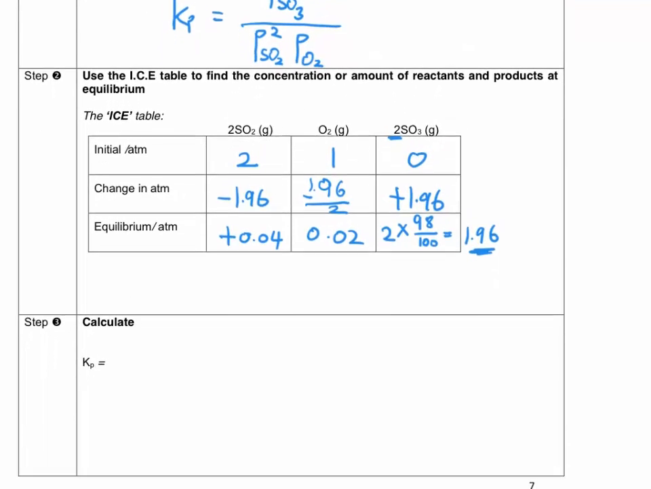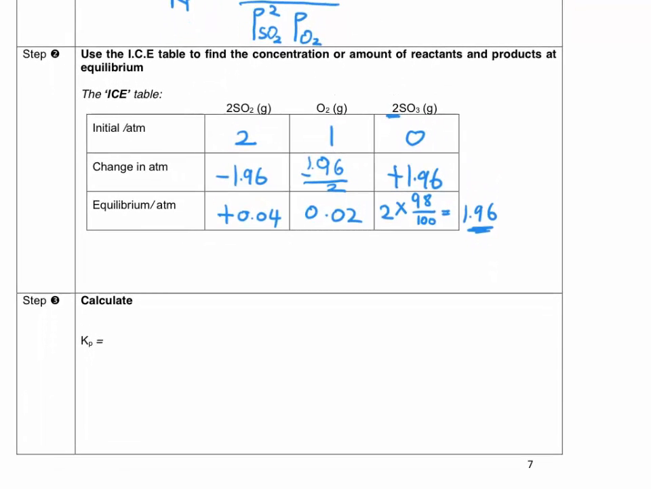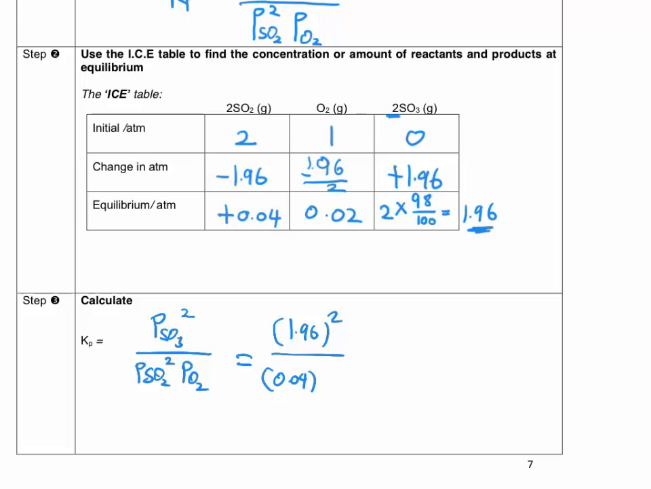So with this in mind, let's go ahead and calculate the Kp pressure. But first of all, we will rewrite the Kp expression again, which is actually your partial pressure of your SO3 squared divided by the partial pressure of your SO2 squared times the partial pressure of your O2. Now I just simply sub in the values. Your product is 1.96 squared divided by 0.04 squared times 0.02. You should be getting the value of 120050. Now if you approximate it, that will be approximately equal to 120 kilo.